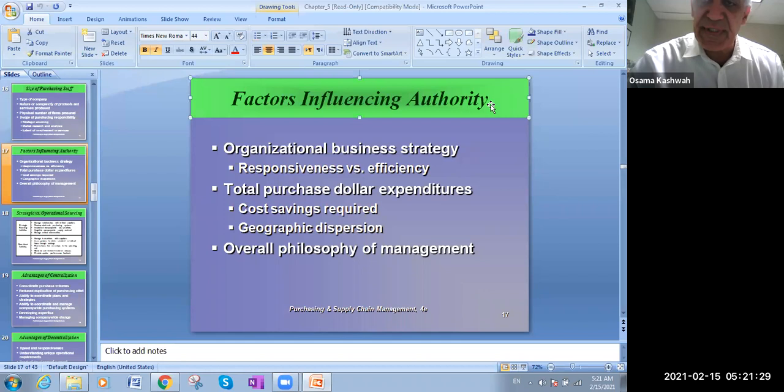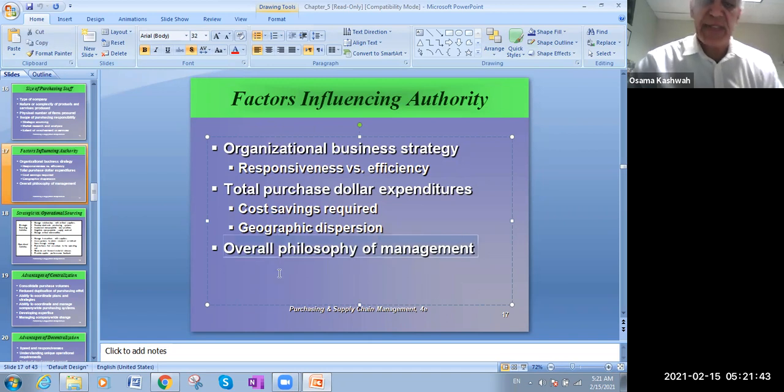Factors that influence authority are like organization business strategy, total purchases, dollar expenditures, and overall philosophy of the management. The most important of them is the philosophy of the management.